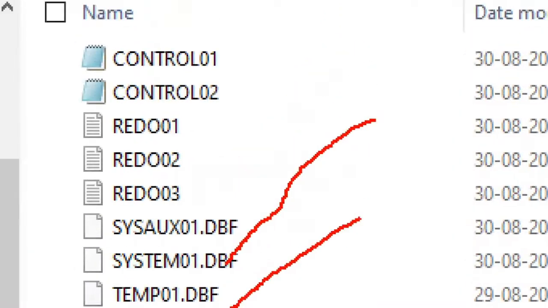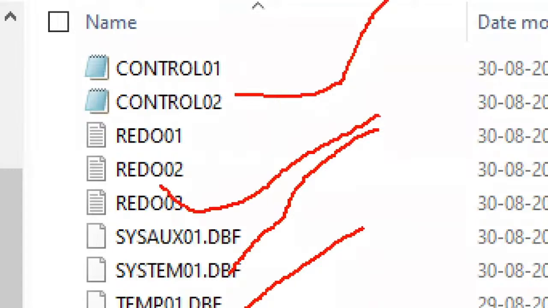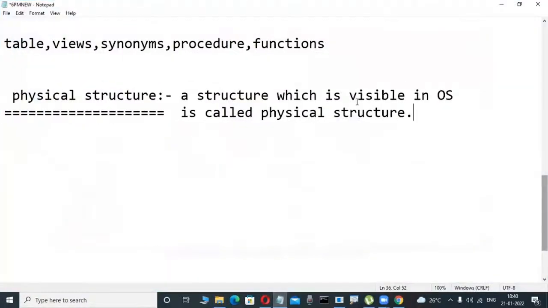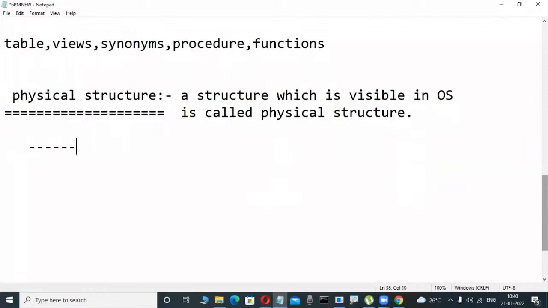What is this? You don't have an idea, later you will be familiar. Here are control files and redo log files. That's why it is a structure which is visible in the operating system. Some files may or may not be visible, but that is called the physical structure. But the physical structure is not what you or I work on. Some different type of persons work on it. Who are they? The DBA, database administrator.